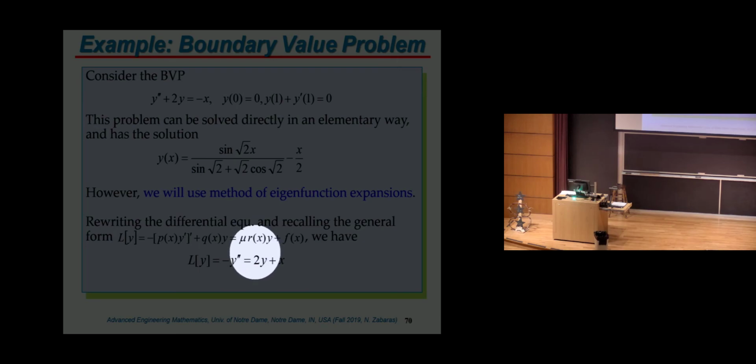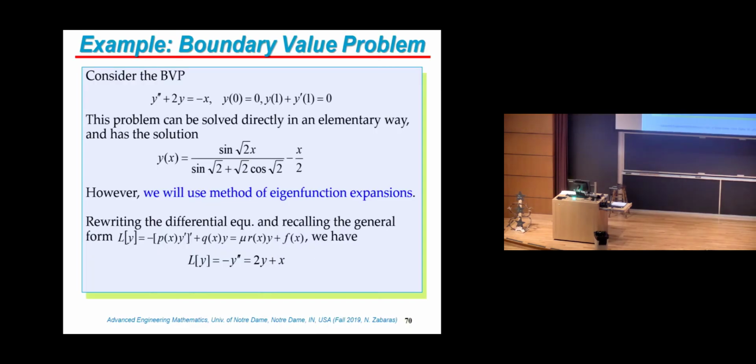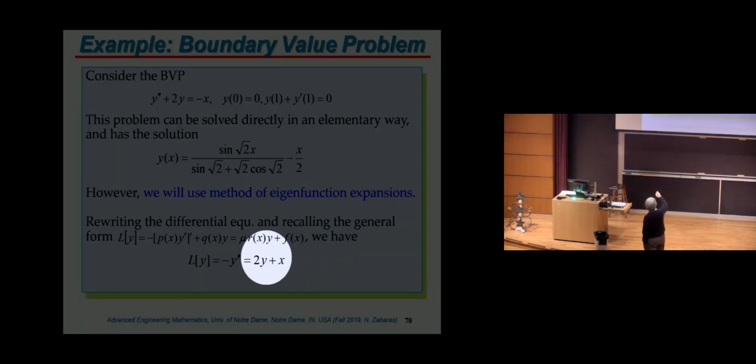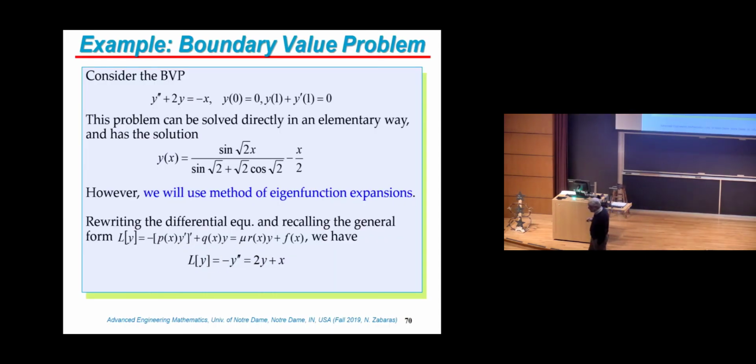How much is mu? 2. R is equal to 1, and f of x equal to x. All right? So again, we don't know that there is a solution which looks nicely like that. So we're going to try to solve this problem by expanding it in the eigenfunctions of the homogeneous problem.